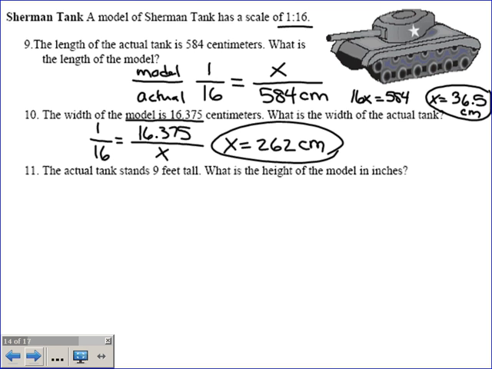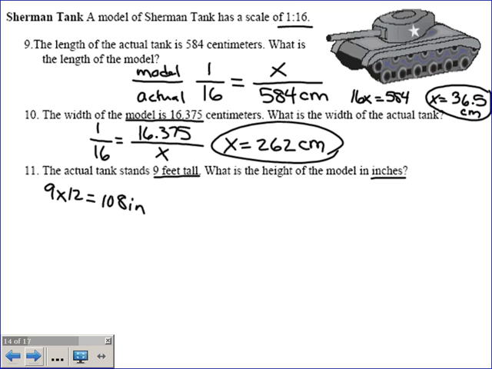The actual tank stands, oh, here we go. Here's something useful: 9 feet tall. Excellent. What is the height of the model in inches? Okay, well, here's the problem. We're talking about 9 feet. We have to convert that into inches. So everyone except for our Aussie, how do you convert feet into inches? Yeah, you multiply by 12. So that would give us, what, 80? Oh, that doesn't make sense. Let's see, 9 times 12 is 108 inches.